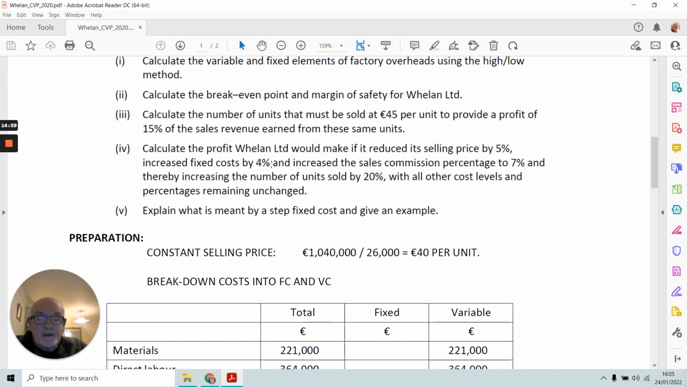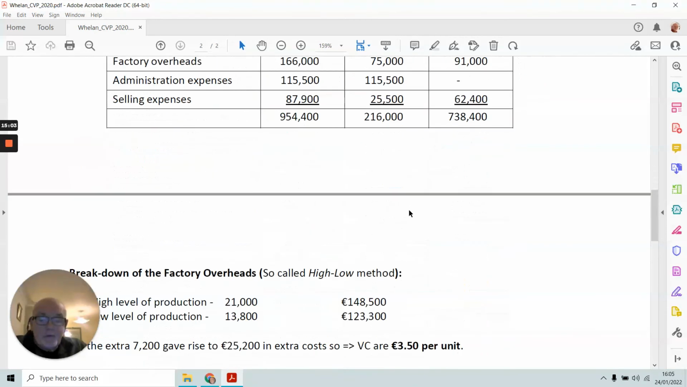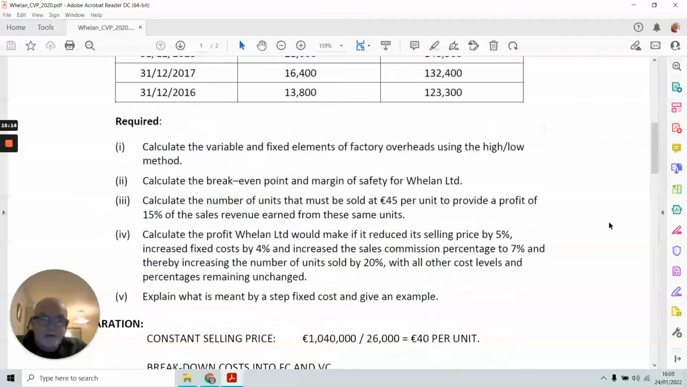Fixed costs are going to increase by 4%. So the €216,000 we have already for fixed costs is going to increase by the percent they're telling us there, 4%. And we're changing our sales commission to 7%.